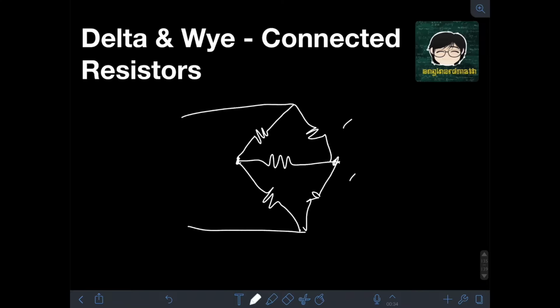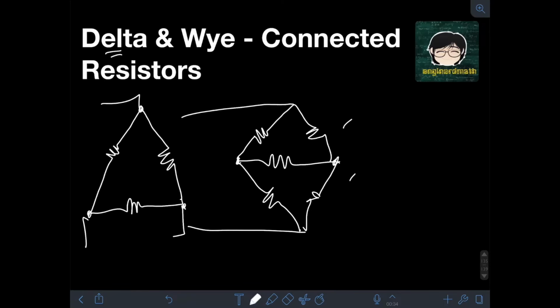So what do we mean by delta and Y connection of resistors? From the word itself, delta means that we have the symbol delta, or a triangle. So it means we have 3 resistors connected in this form, in a triangle, and then these 3 nodes of resistors are connected somewhere in another part of the circuit. Okay? How about for Y? Likewise, the connection of resistors resembles the letter Y. So for example, these 3 resistors are connected in Y connection because it resembles the letter Y, right?